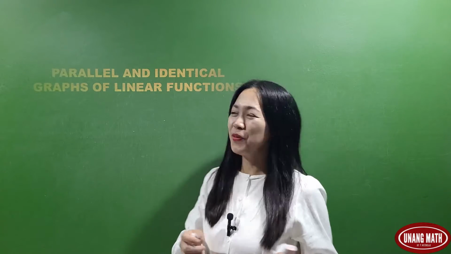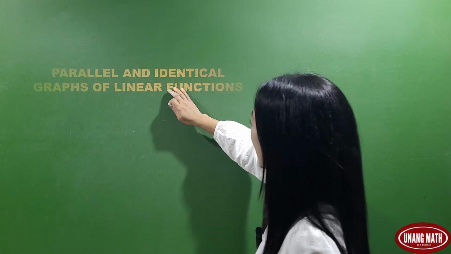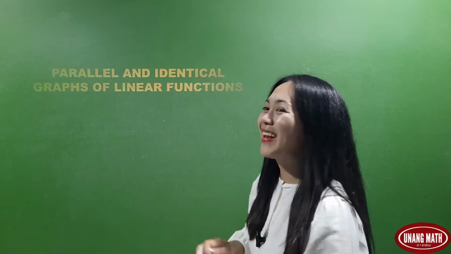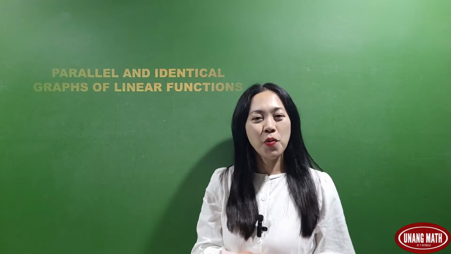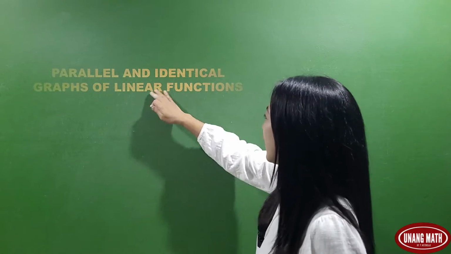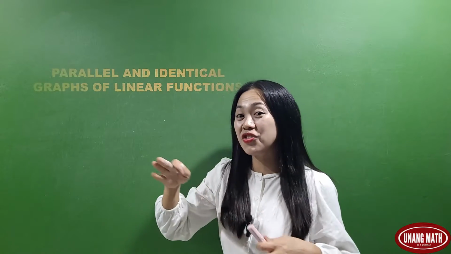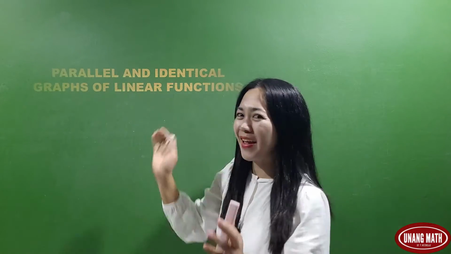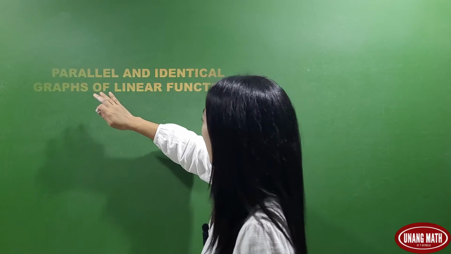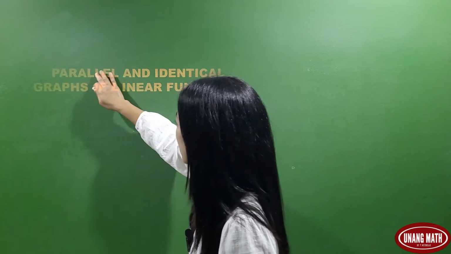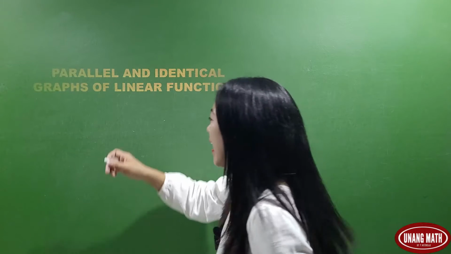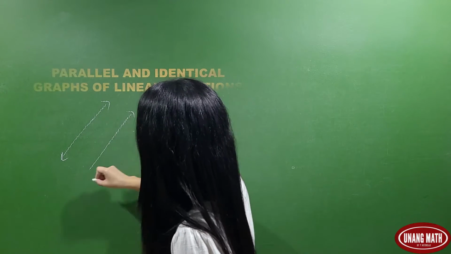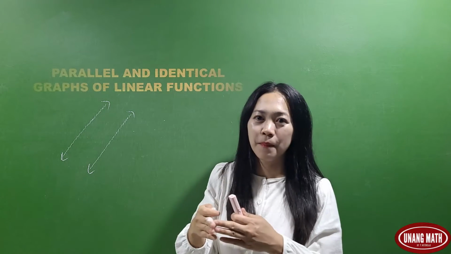In this episode, I will be covering this lesson about parallel and identical graphs of linear functions. We already know that the graph of a linear function is a straight line. When we say the graphs of linear functions are parallel lines, then those graphs will never meet or intersect.